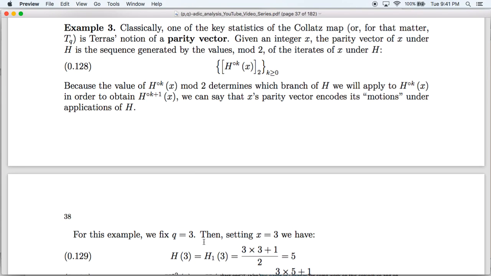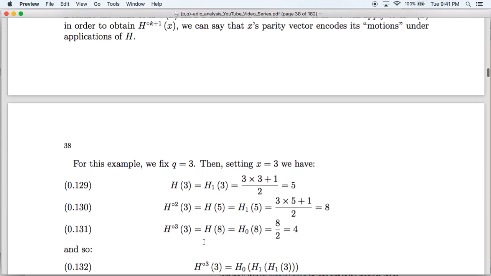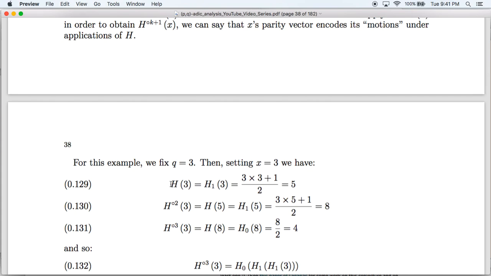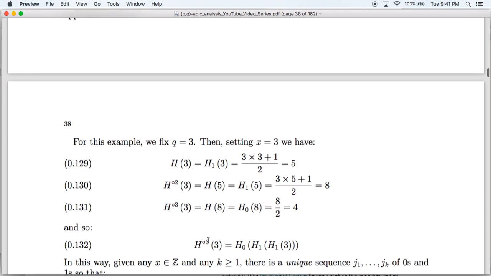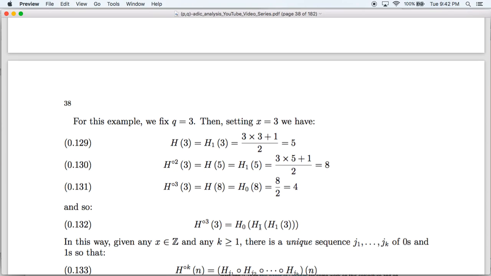So for this example, let's fix q equals 3. Then setting x equals 3, let's consider the first 3 iterates of 3 under h. The first iterate: we apply the odd branch because this input is odd. We get 5. The second iterate is applying h to 5, which is odd, so we apply the odd branch to 5 to get 8. And since 8 is even, for the third iterate, we apply the even branch to get 4. And so the third iterate of 3 is h0 of h1 of h1 of 3.